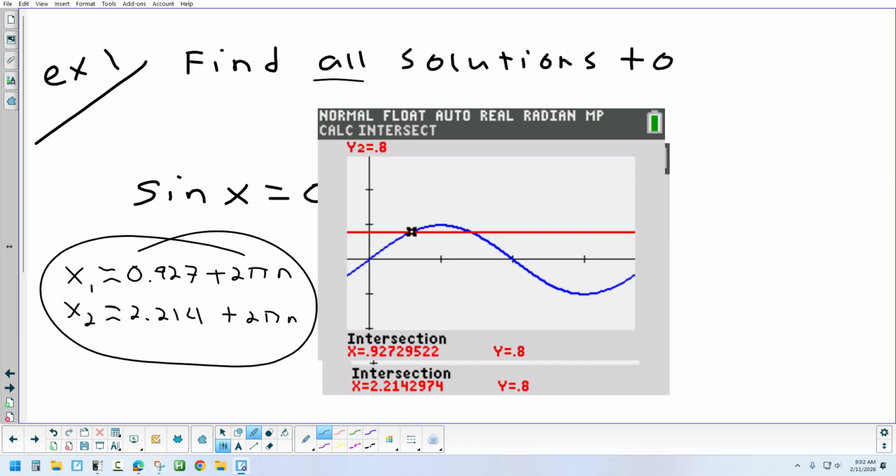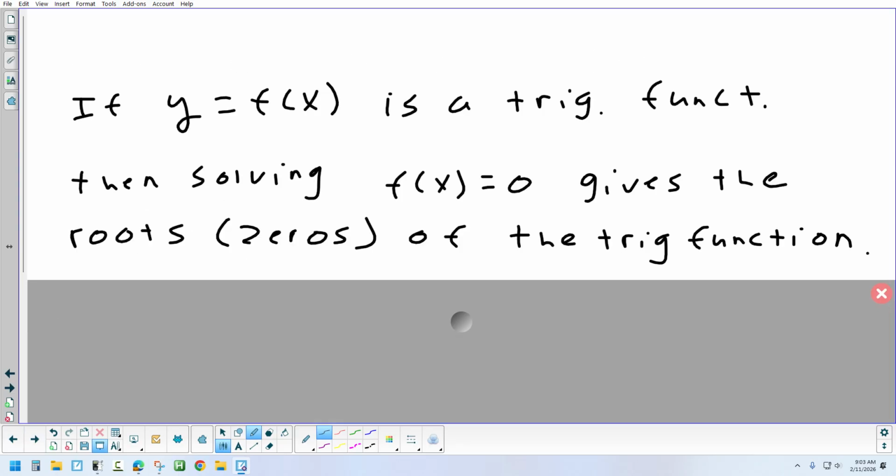So, all right, any questions on that one? All right. So when we set any equation equal to 0, not just a trig equation, any equation, remember that means you are finding the roots or finding the zeros. So that's just a reminder about what it means when you set an equation equal to 0 and solve. You're finding the roots.